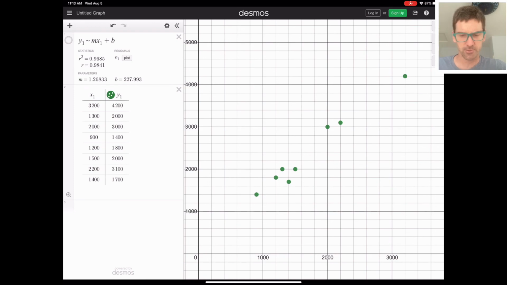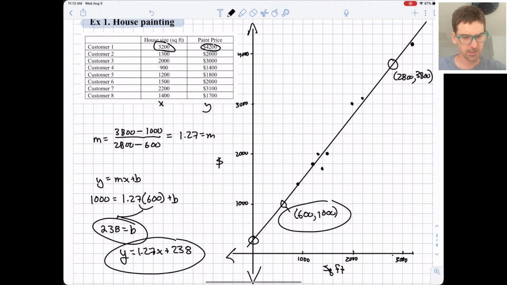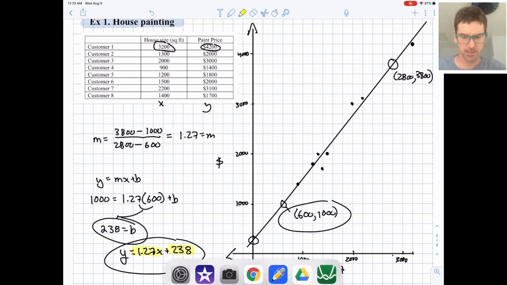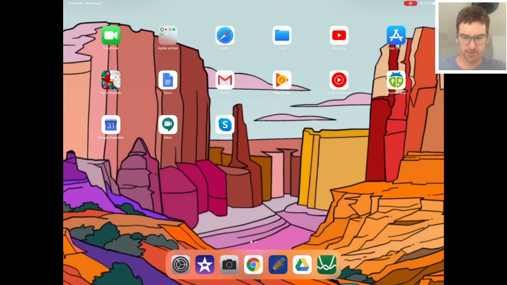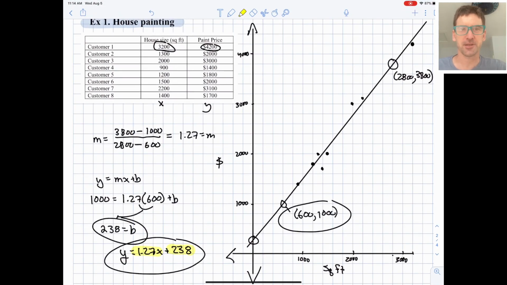Is that exactly what we got? That's really nice. So we got 1.27 also. That's great. Let's check the 238. It looks like Desmos gave a b, you can see in the upper left, of 228. So really pretty close. I feel like we did a pretty good job. Let's turn on that line, and you can see that it fits the data pretty well. All right, so I feel like we did okay with that, and that is just a great place to stop right there.